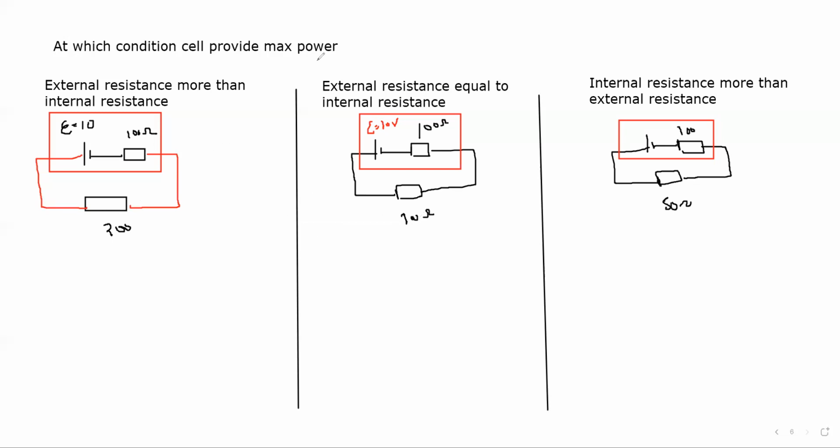So to find the power, we can use P is equal to V squared over R, P is equal to VI, or P is equal to I squared R. We'll use I squared R because it's easy to find the current, and the external resistance is already given. So what will be the current here? The total current.